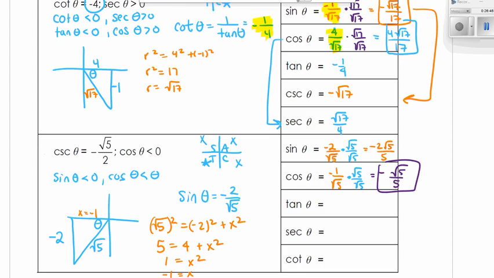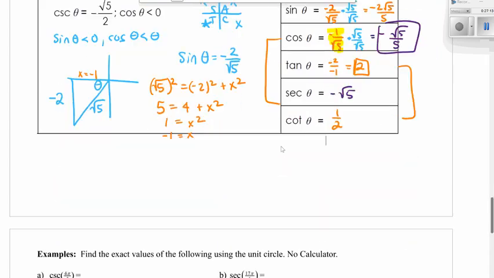Tangent is equal to opposite over the adjacent, so -2 over -1, which is just 2. And then secant is the reciprocal of cosine. So I'm going to flip this value right here so I don't have to rationalize again, so -root 5. And then, of course, cotangent is the reciprocal of tangent. So this would be 1/2. And that gives us all our trig ratios.